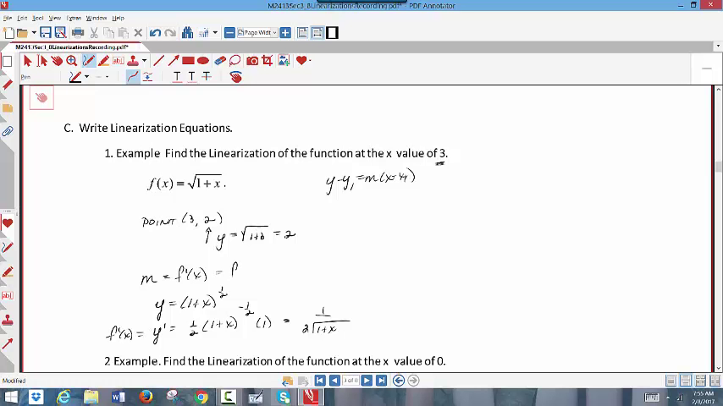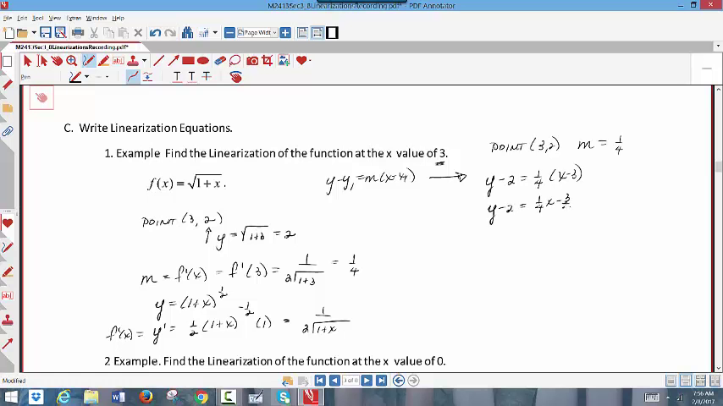So now I want to evaluate this at the given x value of 3. So this becomes 1 over 2 times the square root of 1 plus 3, which is 1 over 2 times 2, which is 1/4. So now, the two things I need are a point, and my point is 3, 2, and my slope is 1/4. So now applying this formula, this becomes y minus y1 equaling m times x minus x1, which is y minus 2 equaling 1/4 times x minus 3/4.